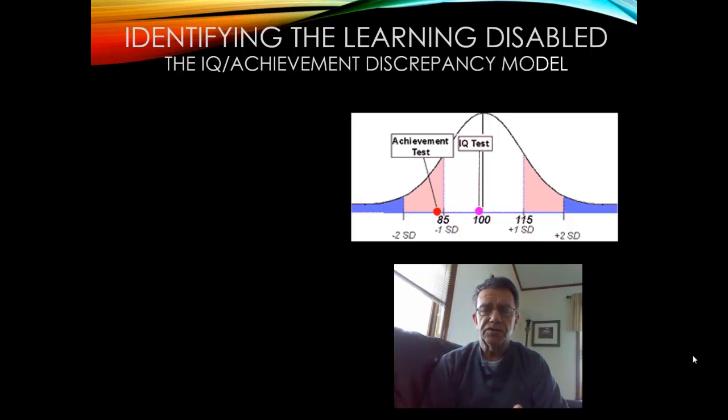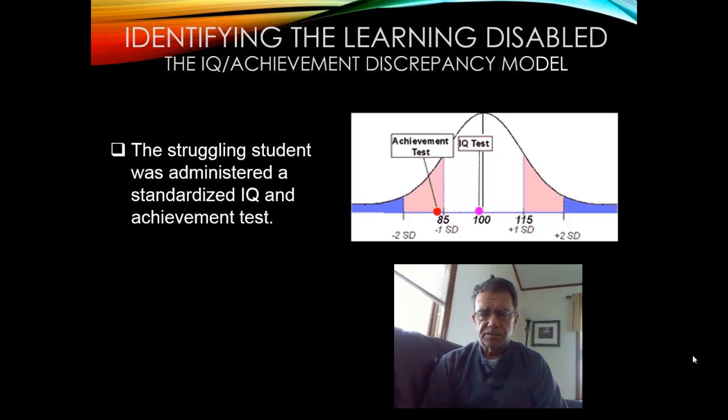IDEA was changed in 2004. It was reauthorized, and as part of that reauthorization, it didn't eliminate this IQ achievement discrepancy model, which I'm about to explain, but it said you don't have to use it to identify students as being learning disabled. So this is a big idea, and I'm going to attempt to explain why it's a big idea. And Fisher and Fry do a good job of it, as well as Bender and Shores.